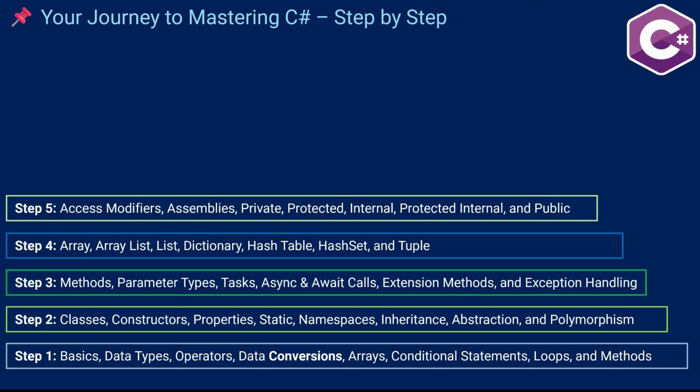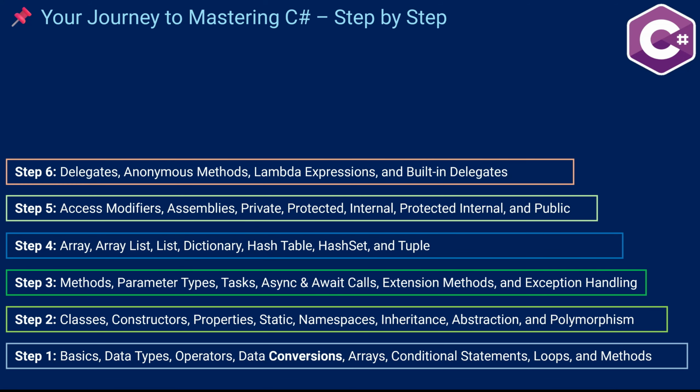Why is this important? Private, protected, internal, and public control code access, ensuring data security and modularity. Assemblies help organize code into reusable components. Applying these principles prevents security risks and maintains clean project architecture. Once you are confident with this step, you will be writing secure and well structured applications.